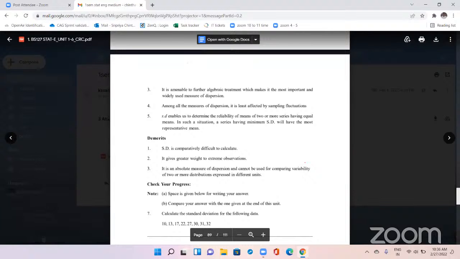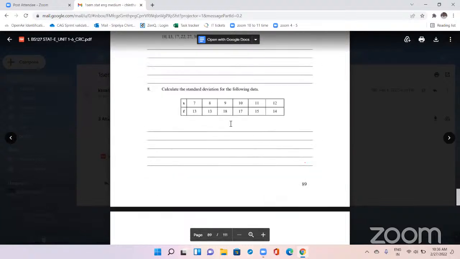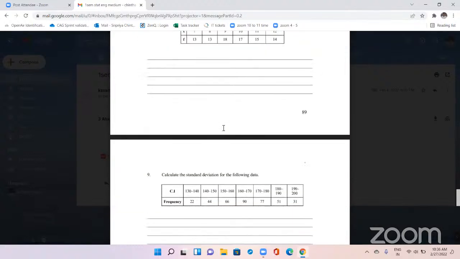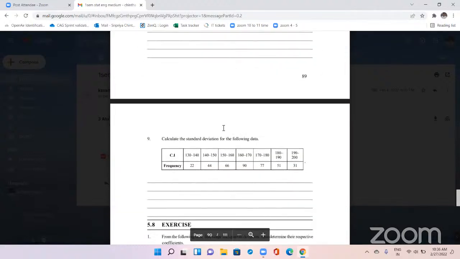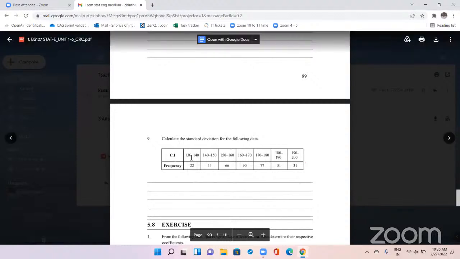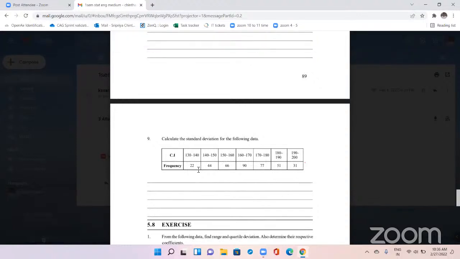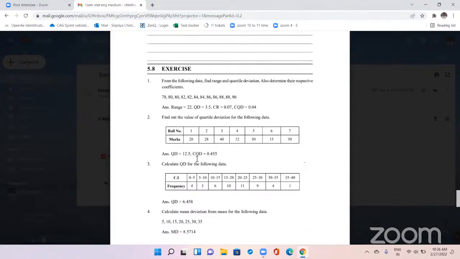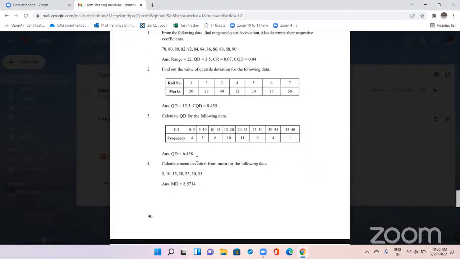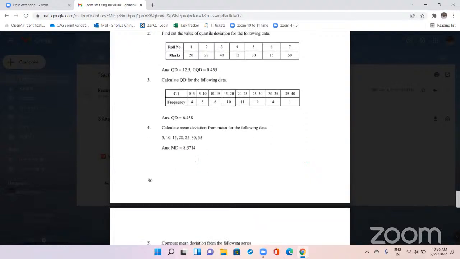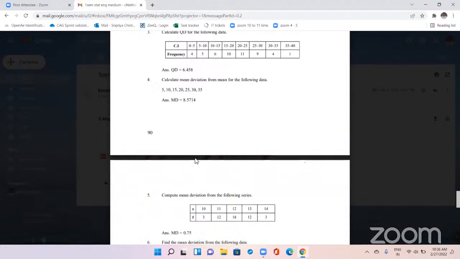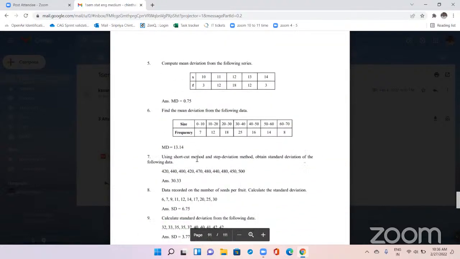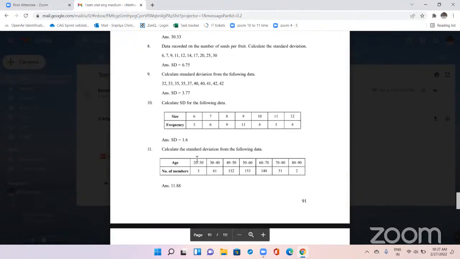Now, calculate the standard deviation for the following data. You can apply any method, the direct method, the assumed mean method, or the step deviation method. This is a continuous series: 130 to 140, 140 to 150, and so on. So exercise problems are there. You can solve them. If you have any doubt, put it on WhatsApp. I will check and give you suggestions.